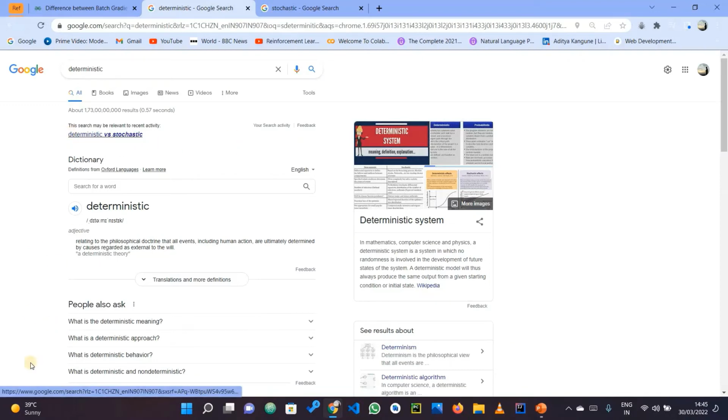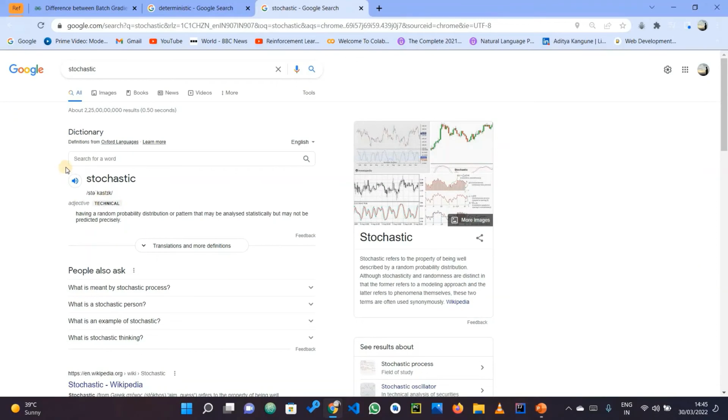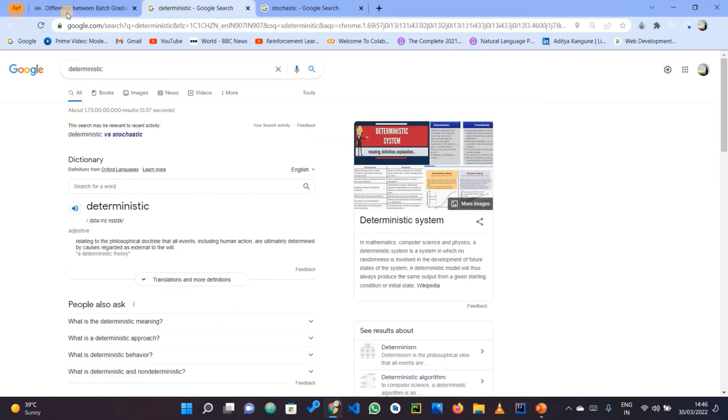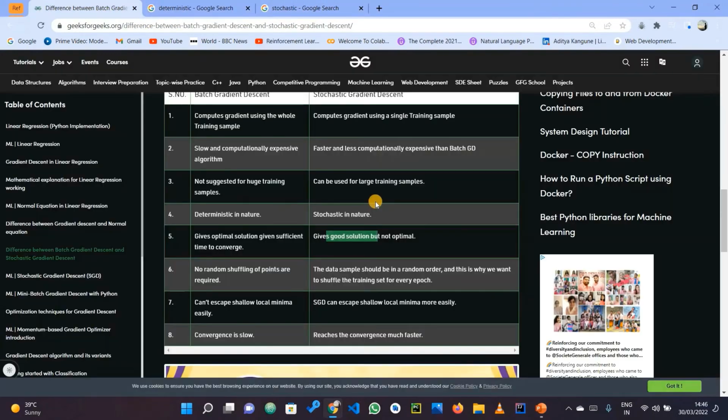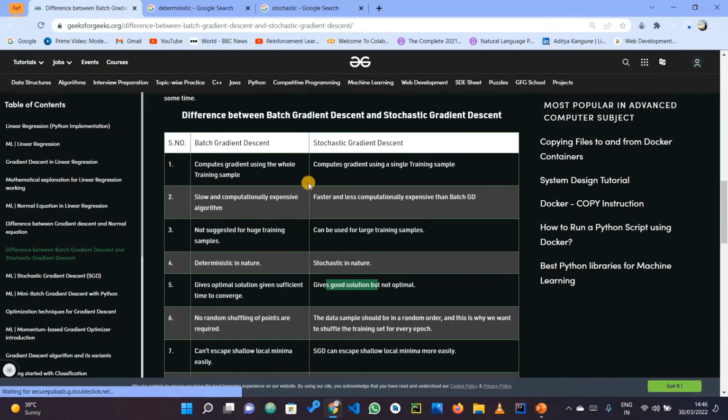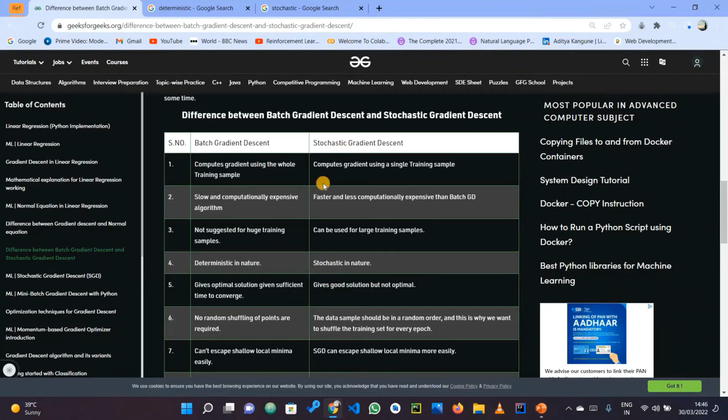It is passing the data batch wise. Basically it is combining some rows, creating a batch, and then passing it into our neural network. For stochastic gradient descent, we are iteratively passing every row one by one. So this is row wise, and batch gradient descent is batch wise. That is the difference between stochastic and batch gradient descent. There is a good article on GeeksforGeeks that talks about batch gradient descent and stochastic gradient descent.